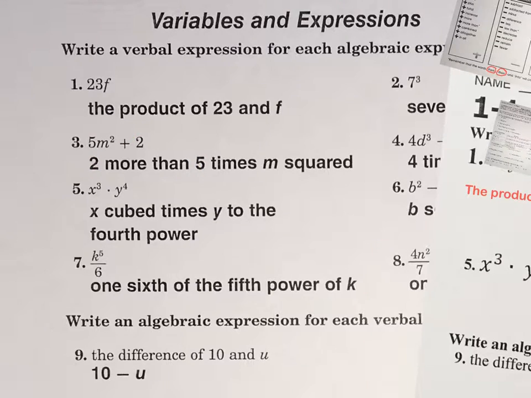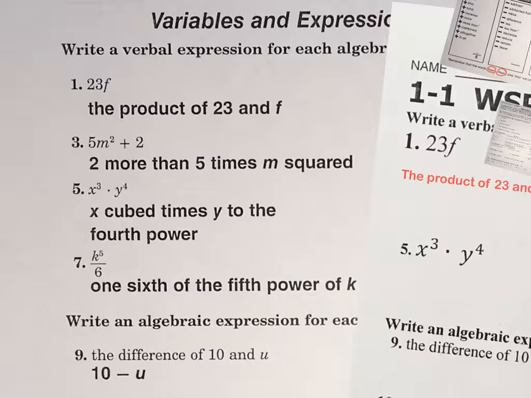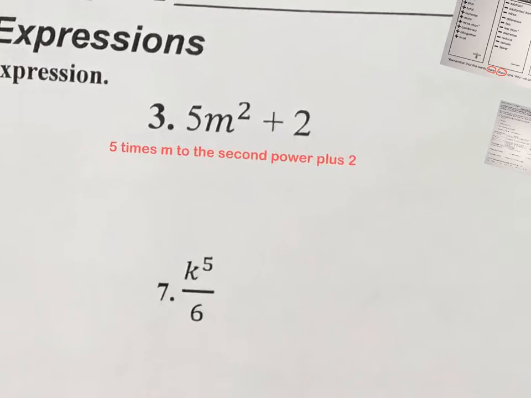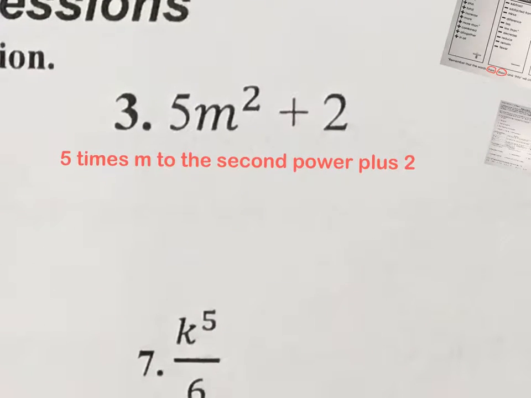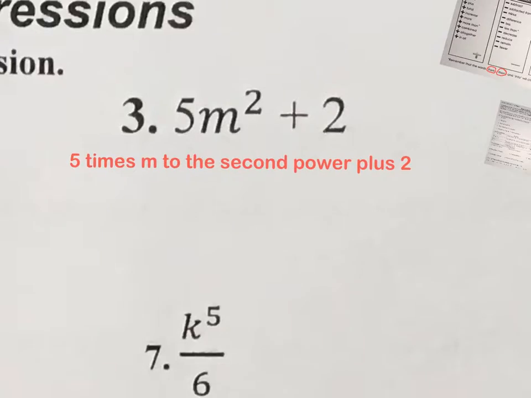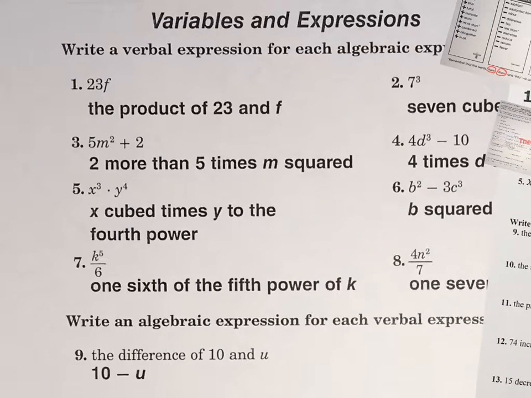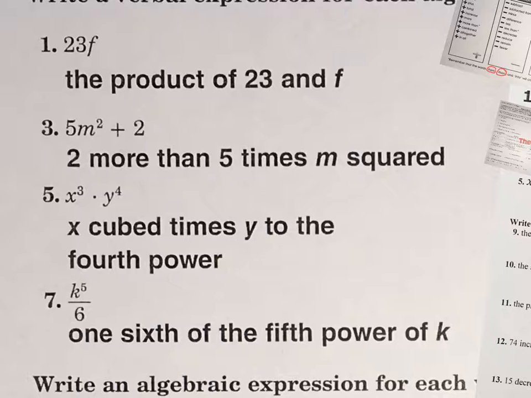So I'm telling you, on Friday's test, not tomorrow, but next Friday, the first 7 questions, I want to give you maybe this 2 more than 5 times M squared, and you need to actually write the algebraic expression of it. So we need to practice with this homework. Now, I'm showing you number 3 because I wrote it totally different. 5 times M to the second power plus 2, and that's absolutely correct. But on the back side, they have it written a little different, but both of them are correct, okay?